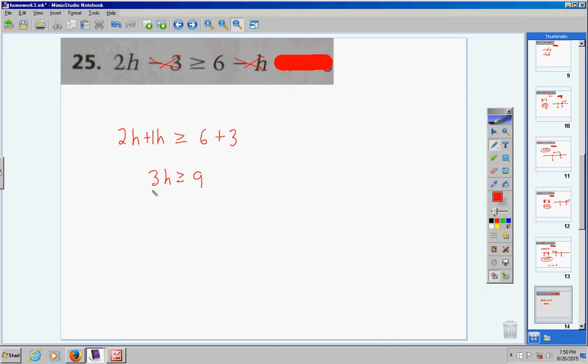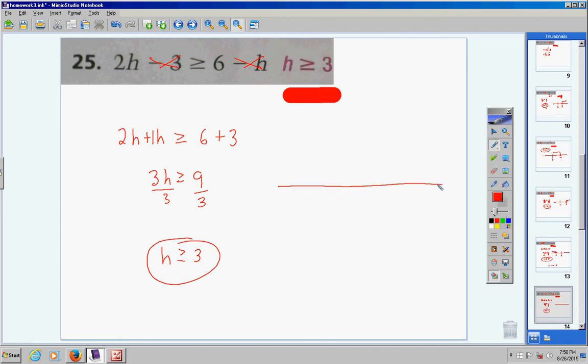There we go. Now divide both sides by 3. We're dividing by a positive 3, so do not turn the arrow. H is greater than or equal to 3. So there's my answer. Check and make sure that's right. Now let's graph it. Put a number line, put a 0, put a 3. You close the point because it is equal to. H is greater than 3. So we go to the right. So here's all the answers over here. All of those numbers are answers.